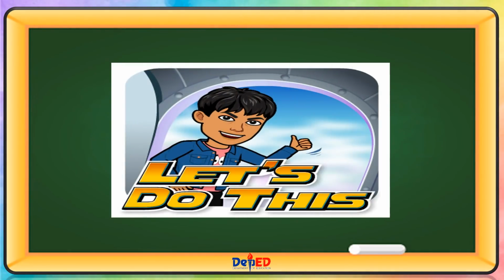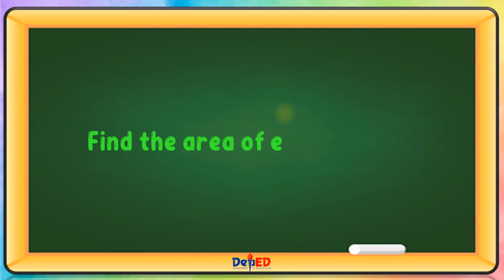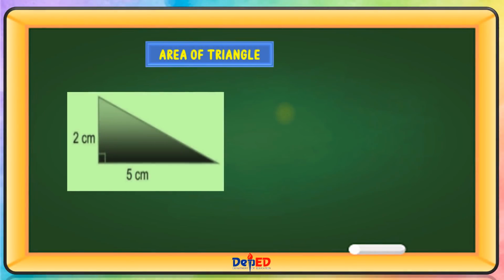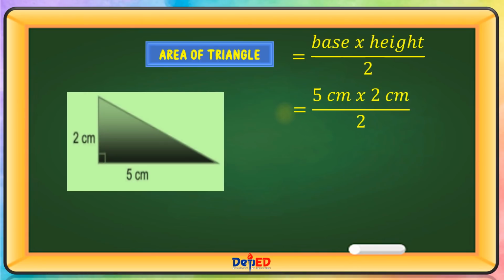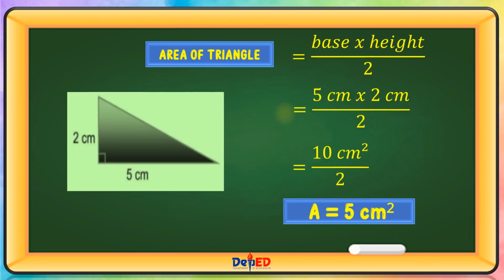Let's do this. Find the area of each figure. Area of triangle. Ang ating formula ay base times height divided by 2. Ang ating base ay 5 cm. Ang height ay 2 cm, divided by 2. 5 times 2 is 10 cm squared, and divided by 2 equals 5 cm squared.